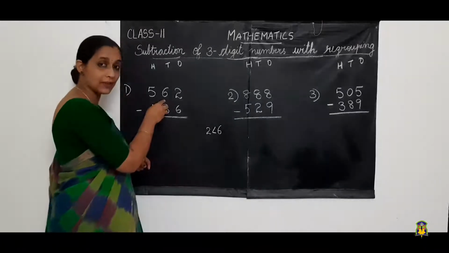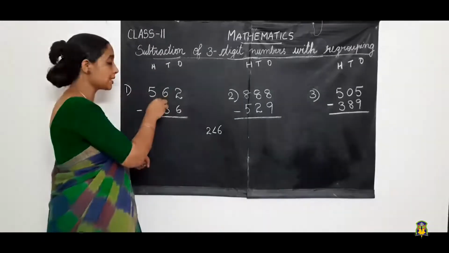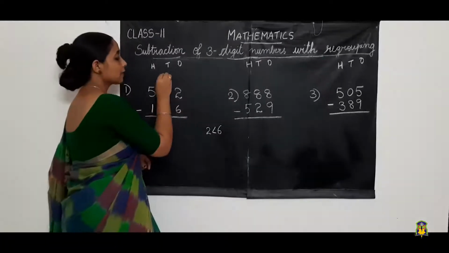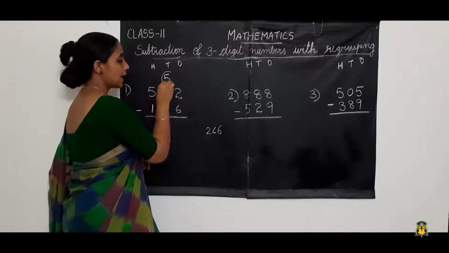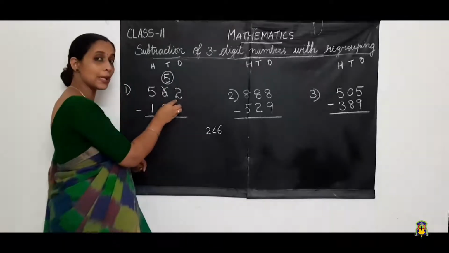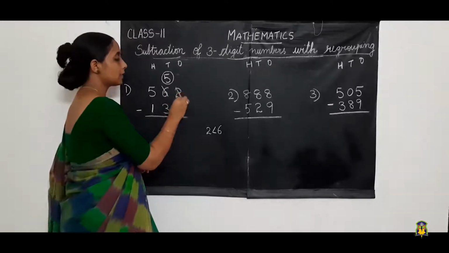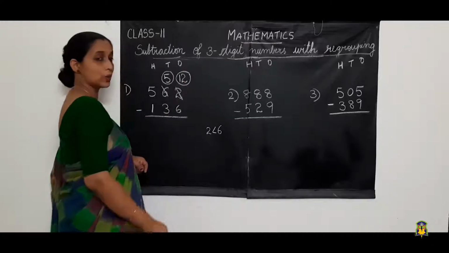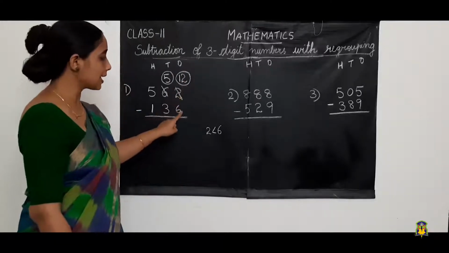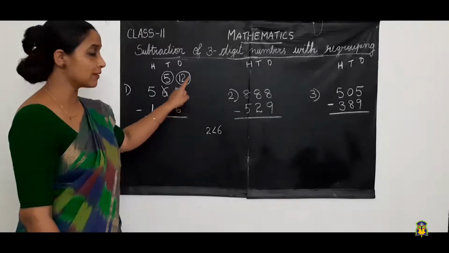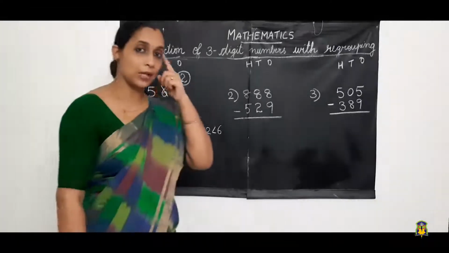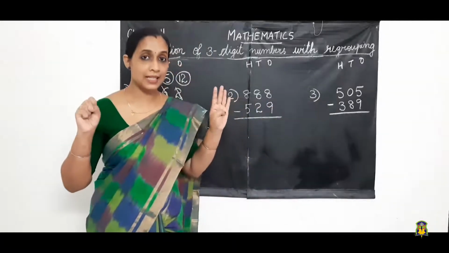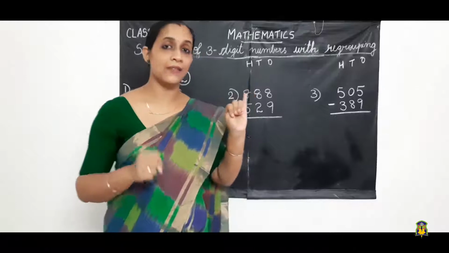In tens place we have the digit 6. So from 6 we are giving 1. Okay, so the 6 will become 5. And this 2 will become 12. So now 12 minus 6. It is possible, 12 is greater than 6. So 12 in mind, 6 in hand. Before 12, 11, 10, 9, 8, 7, 6.